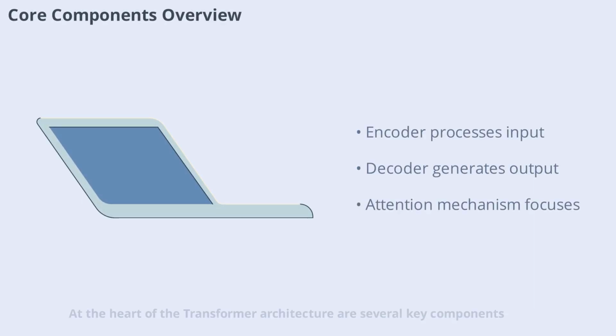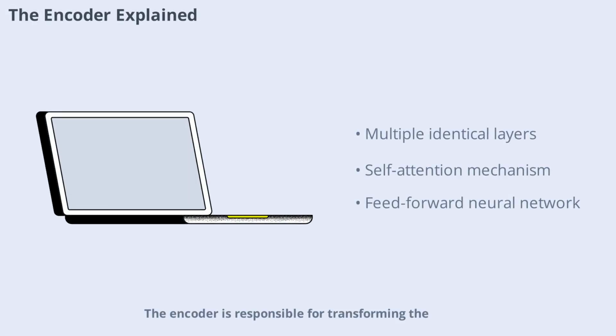The heart of the Transformer architecture is several key components: the encoder, the decoder, and the attention mechanism. Each plays a distinct role in processing and generating sequences. The encoder reads and encodes the input data, while the decoder generates the output, often in another language or format. The attention mechanism, which we'll explore in detail, allows the model to focus on relevant parts of the input when making predictions.